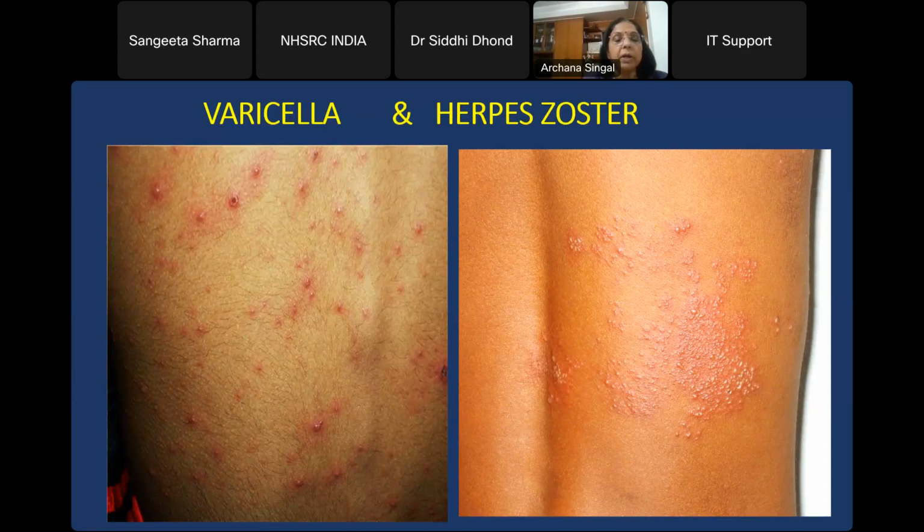The patient has fever, and herpes zoster is extremely painful. It is unilateral. This is the midline of the back and it is on one side, one dermatome. Next.